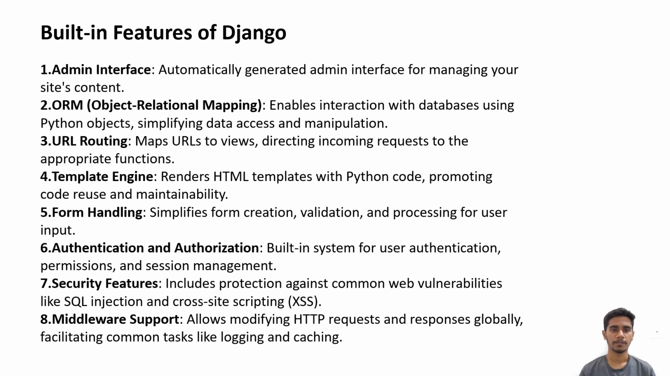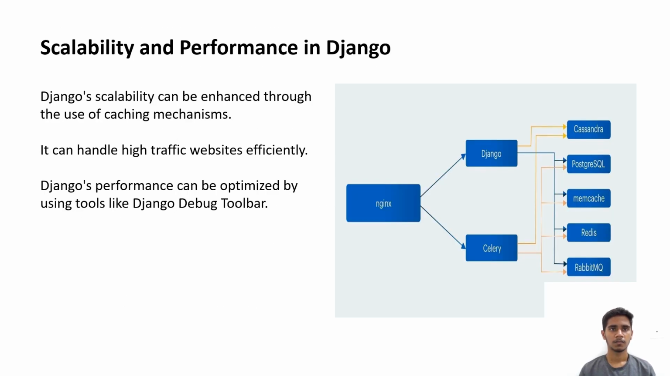Middleware support. Allows modifying HTTP requests and responses globally, facilitating common tasks such as logging and caching. Scalability and performance in Django. Django's scalability can be enhanced through use of caching mechanisms. It can handle high traffic websites efficiently. Django's performance can be optimized by using tools like Django Debug Toolbar.